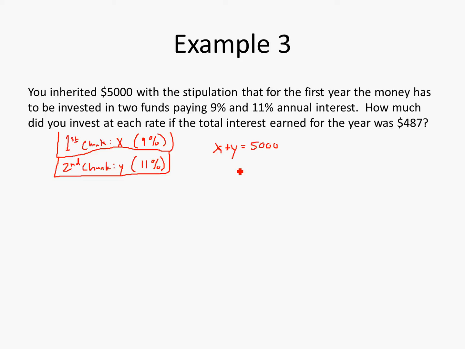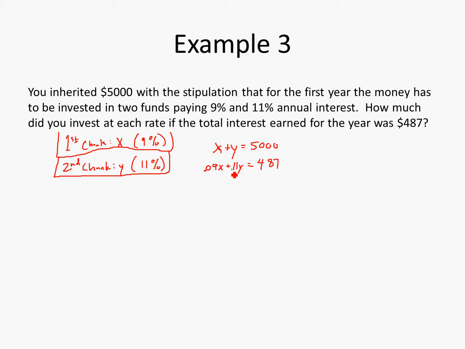So if we took our first chunk of money and invested that at 9%, we took 9% of that chunk, so 9% of X, which means we multiply 0.09 by X. And if we add that to 11% of our Y amount, then that is going to equal $487.